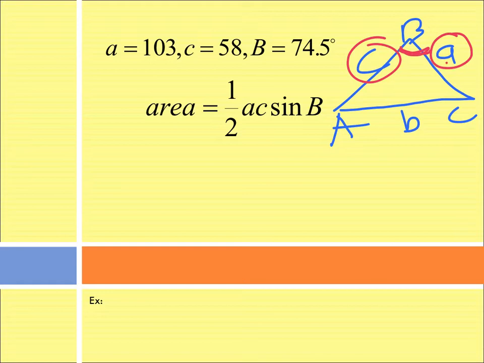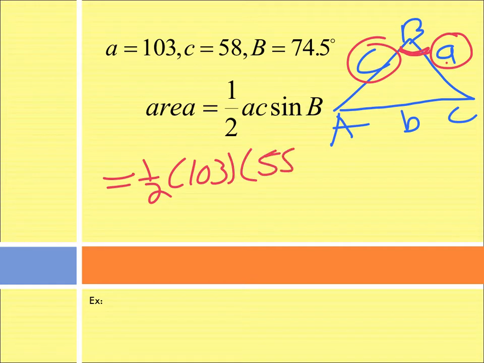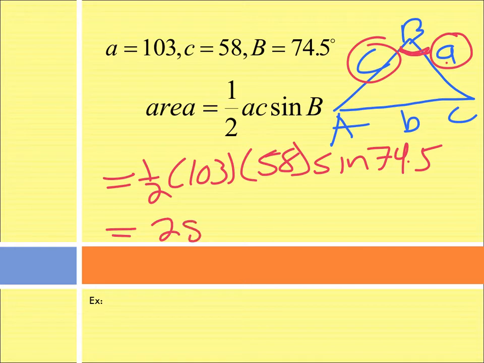And when I plug things in, I'm going to get that the area is equal to 1/2 times 103 times 58 times the sine of 74.5. And when I go ahead and calculate my area, I get that it's approximately 2,878.4, and then we would have units squared. We don't have any units here, but maybe it's feet, maybe it's inches, whatever the units are, they would definitely be squared.